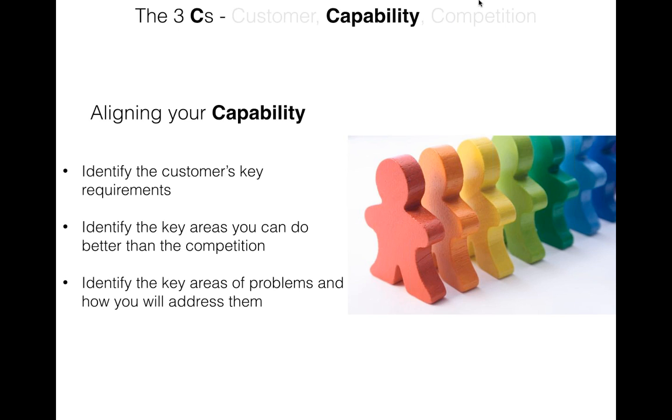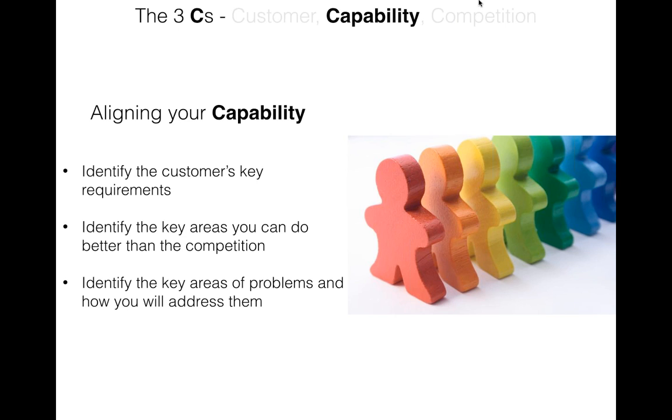But you need to first list out the customer's key requirements, and that too in the order of their importance, because that is how you will be aligning your capability with the customer. You also need to identify which of the key areas you can do better than your competition, because those are the key areas which will actually become your discriminators, your differentiators from your competition.